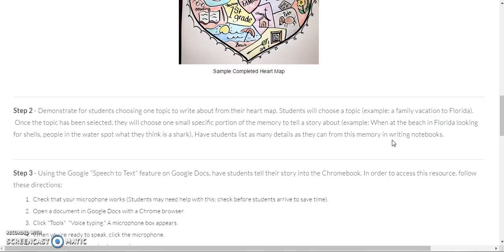and then how to narrow it down to just one specific memory or event. One of the things on my heart map was riding bikes, going for bike rides.